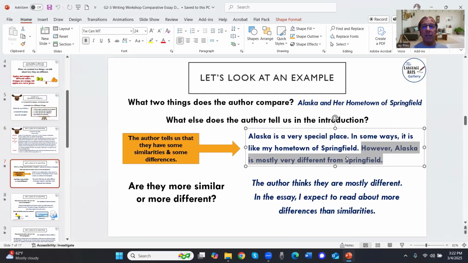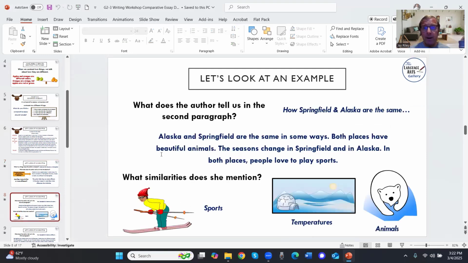So don't tell me they're mostly very different and then give me a long paragraph about how they're the same and a really short paragraph about how they're different. If you're telling me they're mostly very different, I need to see that. Okay, you might say they're mostly similar, or you can say they are as similar as they are different, in which case I would have a very balanced approach. So let's take a look at that first body paragraph.